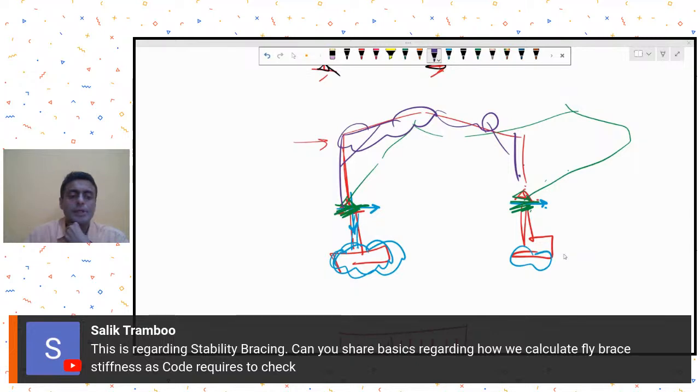Salik Rambo is saying this is regarding stability bracing. Can you share basics regarding how we calculate fly brace requirements, as the code requires us to check? Okay, so you said this is not the fly brace. Then what is the fly brace? Then I'm not sure what the fly brace is. Oh, you mean in IS 800, the bracing that it gives us? Do you mean that?